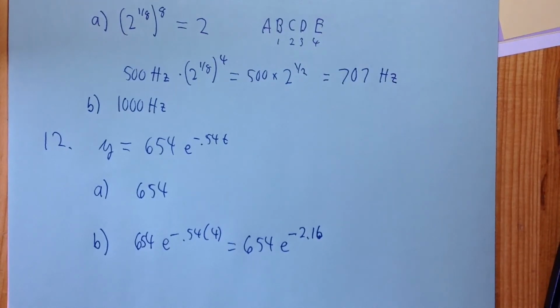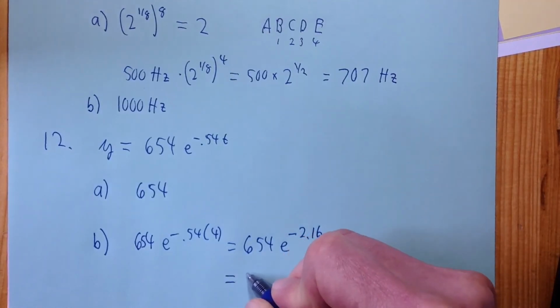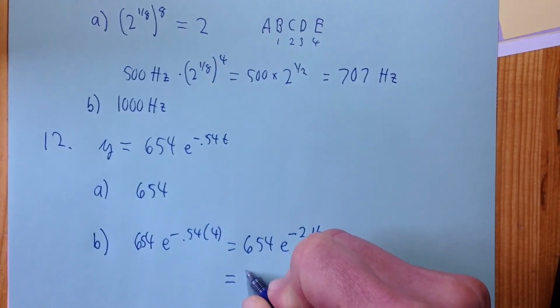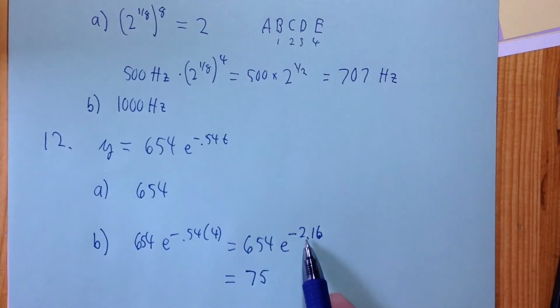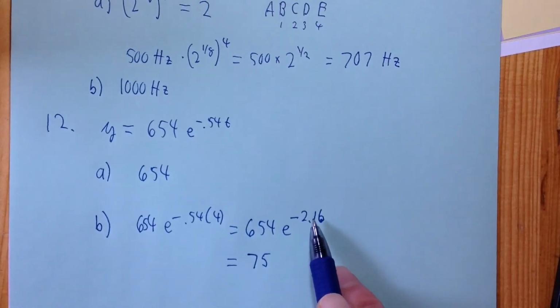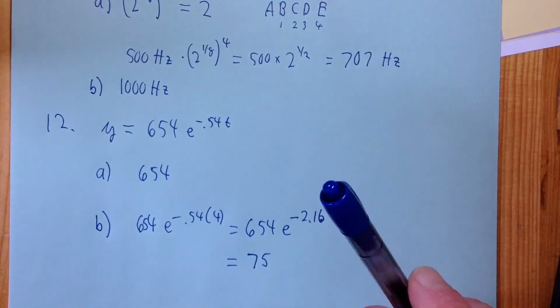So if I use mine, I get negative 2.16, e to that, times 654, and I get 75.4, which you can't really have 0.4 of a yeast cell, so I'm going to round that down to 75. It should be smaller because it's a negative exponent, right? They're poisoned. They're getting fewer and fewer and fewer as time goes on. So that answer makes sense. All right. If you have any questions, let me know. Otherwise, hopefully it all makes sense and you can do well in the regular quiz.